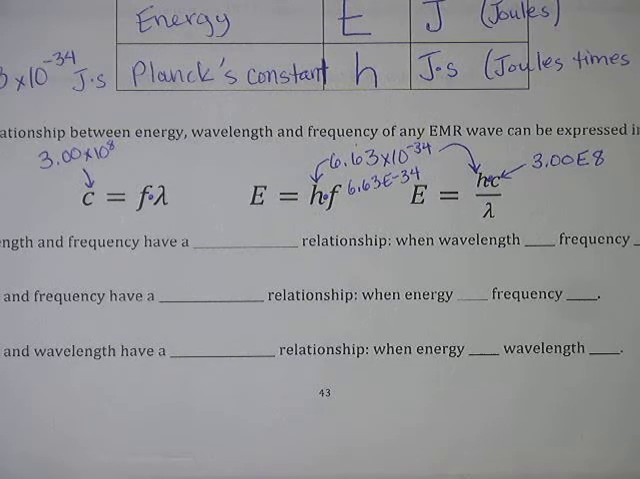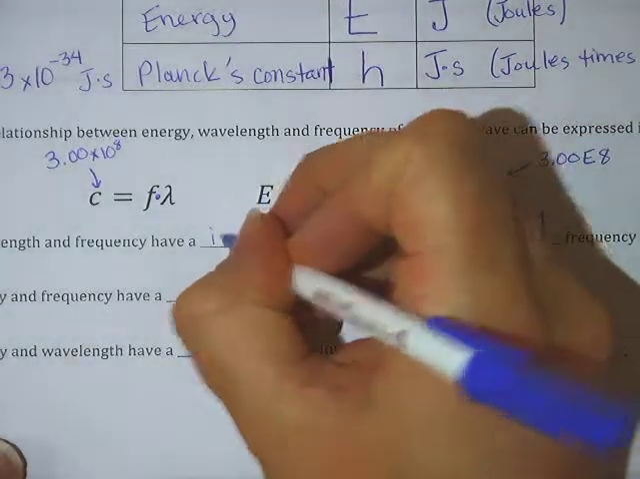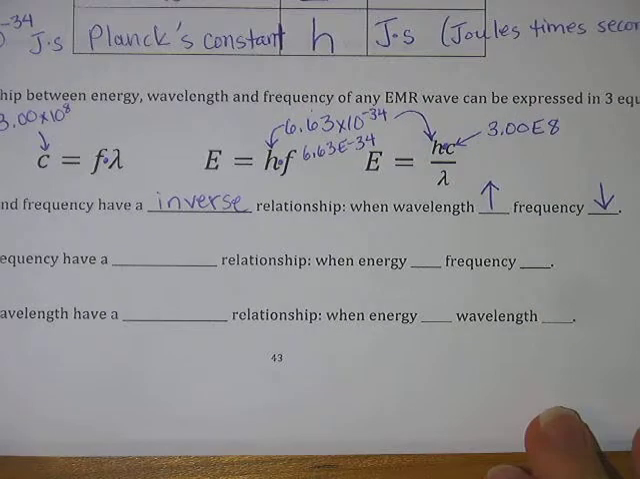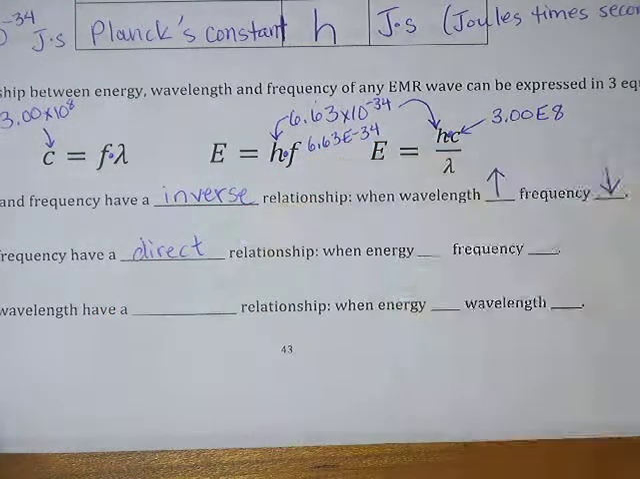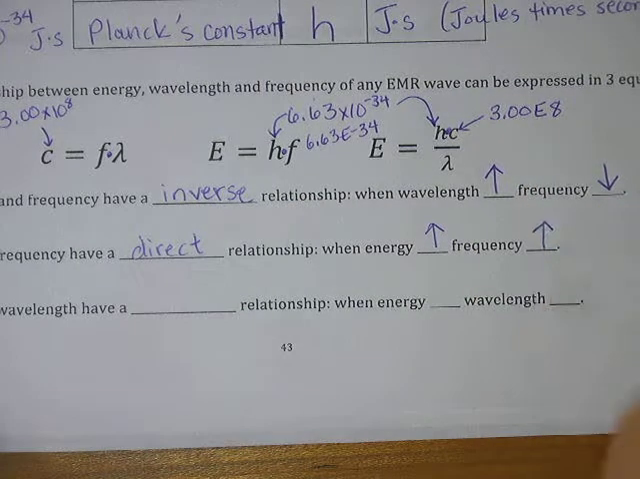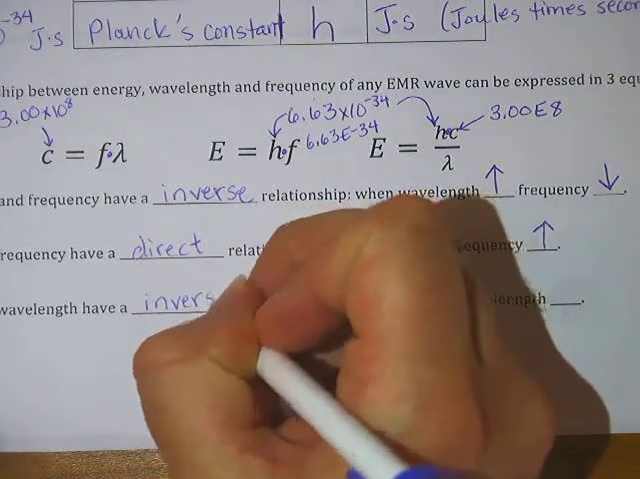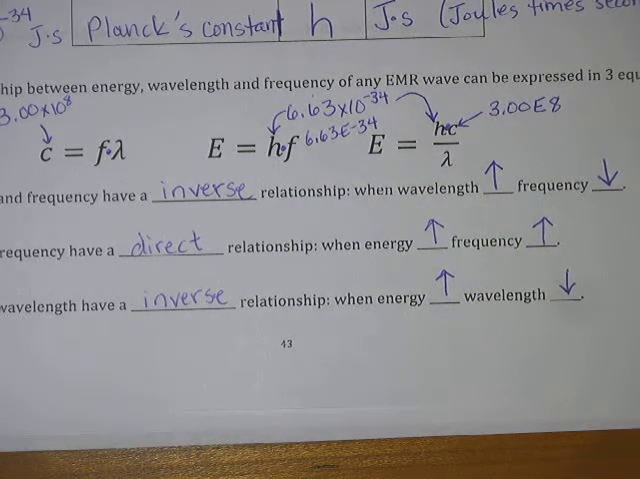Always. Remember that wavelength and frequency have a relationship that when wavelength goes up, frequency goes down. That's called an inverse relationship. If one goes up, the other goes down. Energy and frequency have a direct relationship, meaning if one goes up, the other goes up, or if one goes down, the other goes down. And energy and wavelength have an inverse relationship as well. When one goes up, the other goes down. So wavelength is inverse to both of the other two.